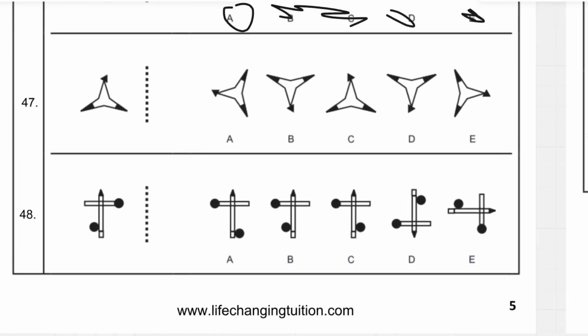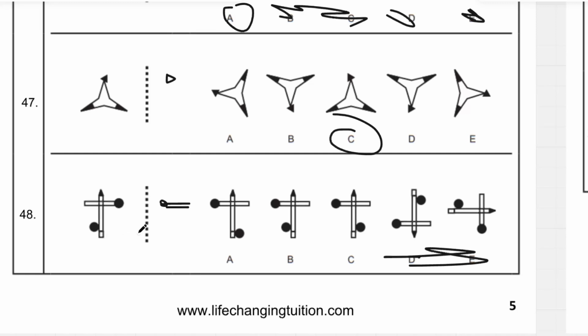Question 47. This triangle is going to be pointing towards the line. All of them look like that apart from... Sorry, none of them look like that apart from C. And then 48, we're going to have circle. We definitely can't have D and E because this circle needs to face us.